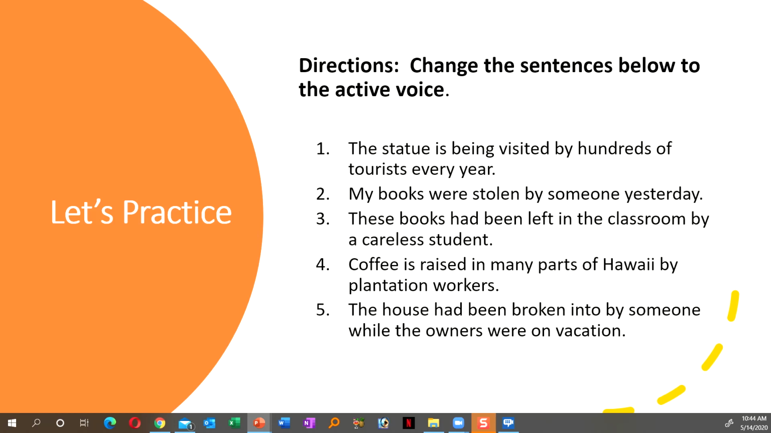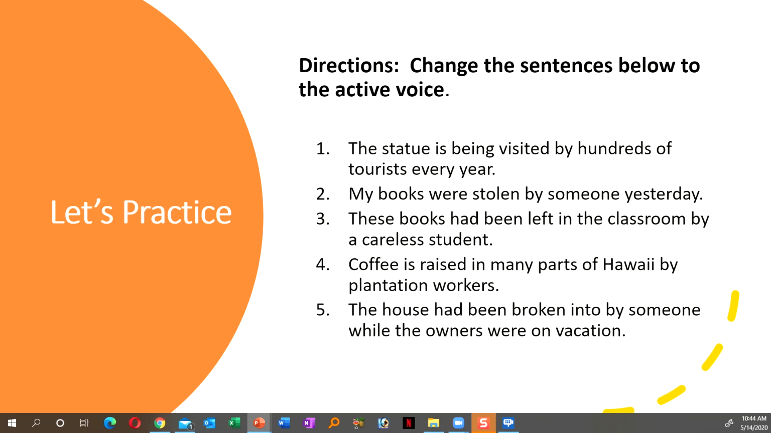Okay, let's move to the next one. I can give you a whole lesson on adverbial phrases and clauses, but we're not going to get into that. So my books were stolen by someone yesterday. So now change that into the active voice. Someone stole my books yesterday, right? But let's say now, yesterday is the same thing as every year. You can take this away. Now make it, someone stole my books.